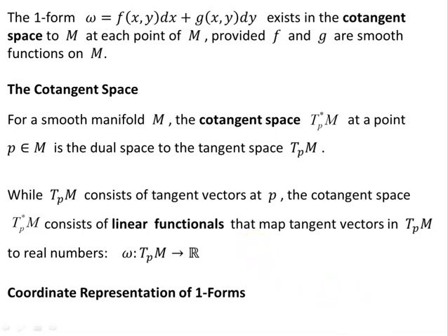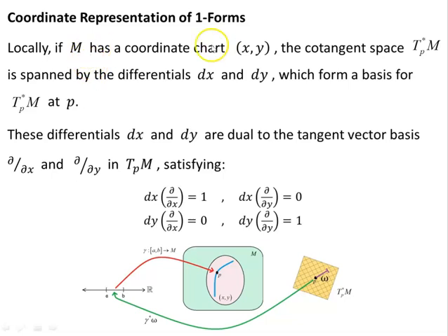All right, coordinate representation of one forms. Locally, if M has a coordinate chart xy, the cotangent space T asterisk M at P is spanned by the differentials dx and dy, which form a basis for T asterisk M at P. Remember, you have the basis in the tangent vector space, and you have the dual basis in the cotangent space. Remember how dual vectors and vectors interact with each other? They're governed by the Kronecker delta, at each point.